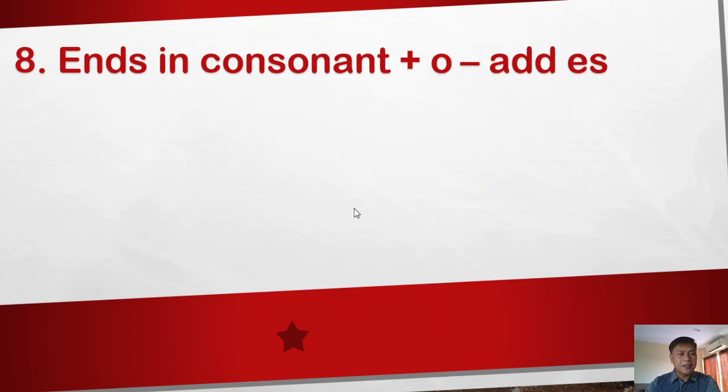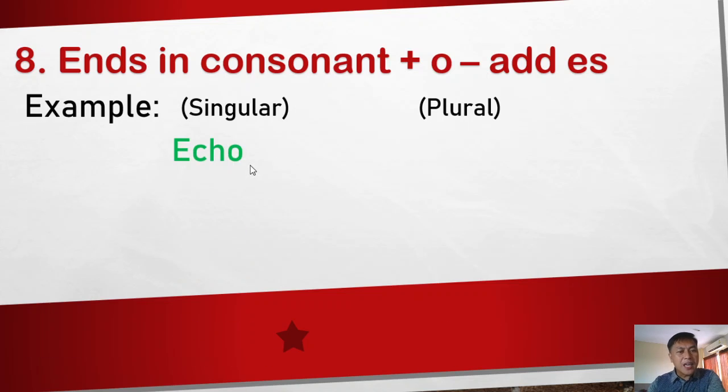Okay, number 8. A word ends in consonant plus O. Again, if the word ends in consonant plus O, what you are going to do is add ES. Example is echo. The word ends with H and O, that is consonant plus O. So the plural form becomes echoes.